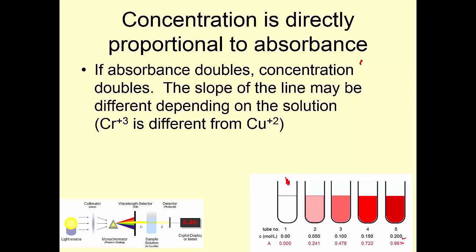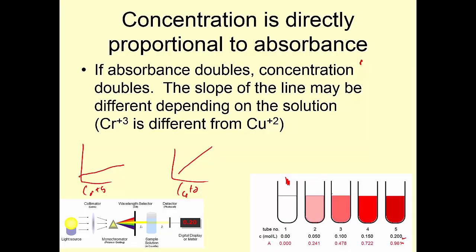The slope of the line may be different depending on the solution. Cr+3 would be different than Cr+2. So what that would mean would be the line for Cr+3 might be a line like this. And the line for Cu+2 might be a line that's more like that. But they would both be a linear relationship.